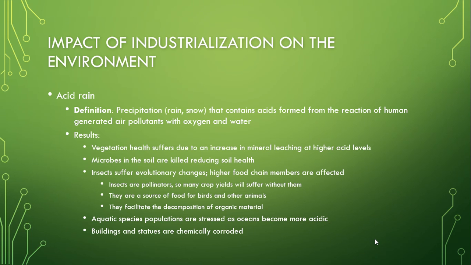Acid rain also causes aquatic species populations to become stressed as the oceans become more acidic, and also acid rain, we know, can chemically erode buildings and statues in urban areas.